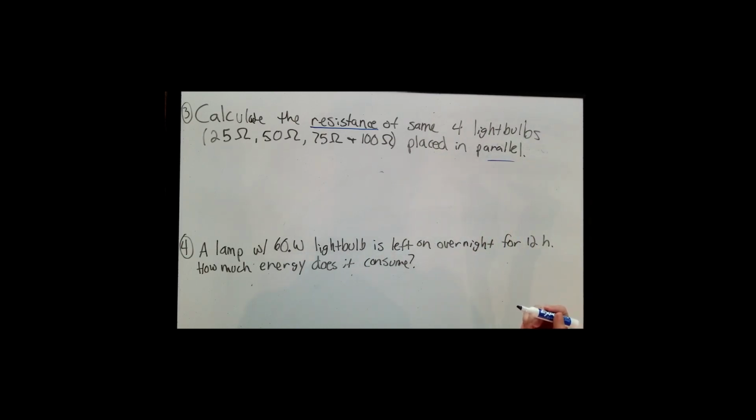So let's draw a picture so we can kind of understand this a little bit better. So let's do a parallel circuit this time. So I have my voltage source here, and I would have one light bulb, two light bulbs, three light bulbs, and four light bulbs. Okay, so these would be my R1, my R2, my R3, and my R4.